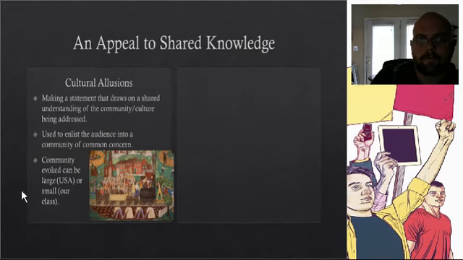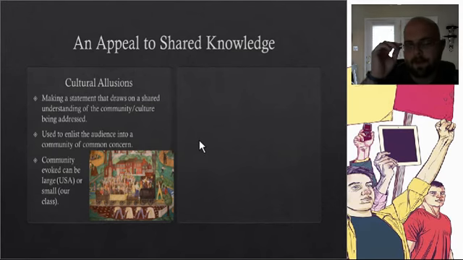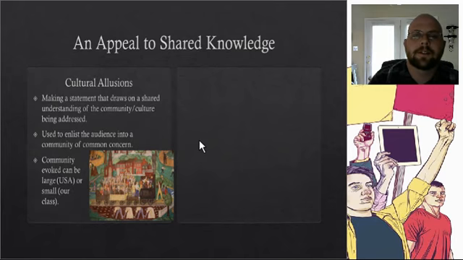Okay. You can also think about cultural allusions, and these are different than what your book calls an allusion to popular culture. The cultural allusion is a way to build solidarity within a community, within a culture. Okay, and I say here, used to enlist the audience into a community of common concern.